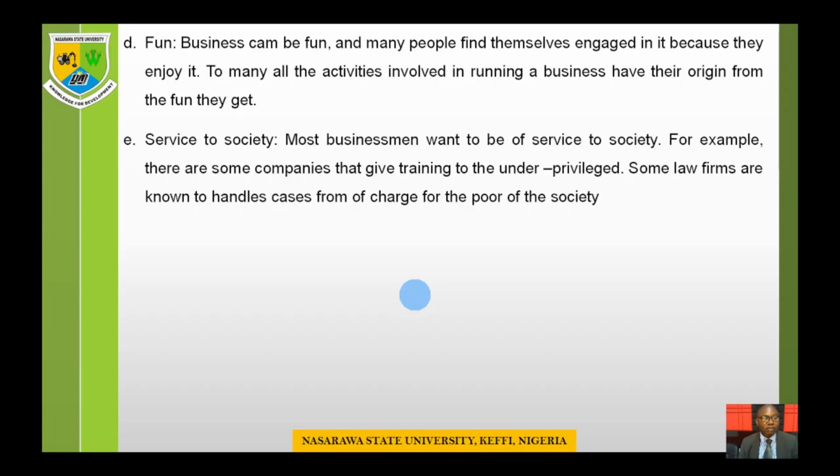E, or number 5, service to society. Most businessmen want to be of service to society. For example, there are some companies that give training to the underprivileged. Some law firms are known to handle cases for no charge for the poor of the society, which we call pro bono, free cases.